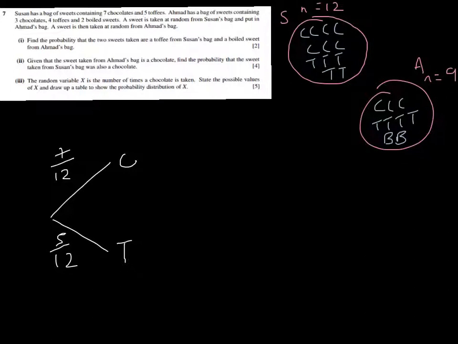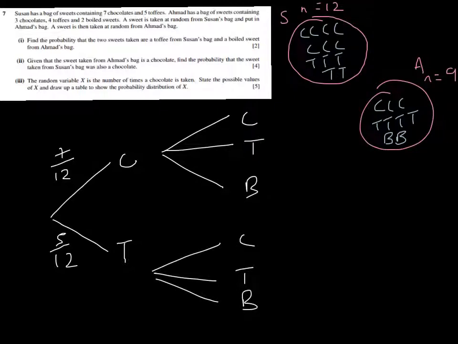It says then whatever that sweet is, it's taken and put into Ahmed's bag. And then 1 is taken out of Ahmed's bag. So if we go with this one here, if we take this chocolate here, then that's going to be put into Ahmed's bag. And then 1's going to be drawn out of that. So we've got 3 options in Ahmed's bag. We've got chocolate, we've got toffee, we've got hard-boiled. Same thing down here.